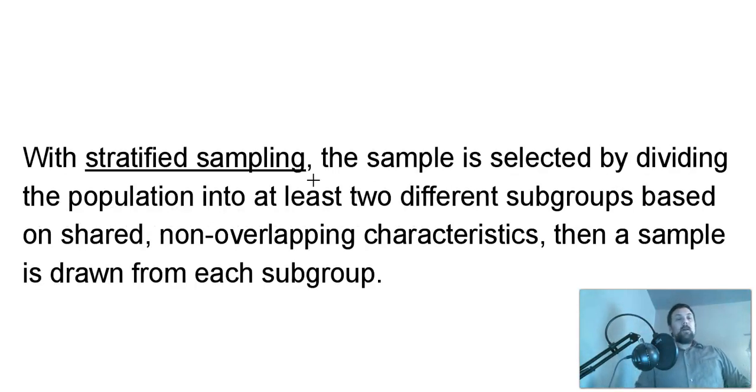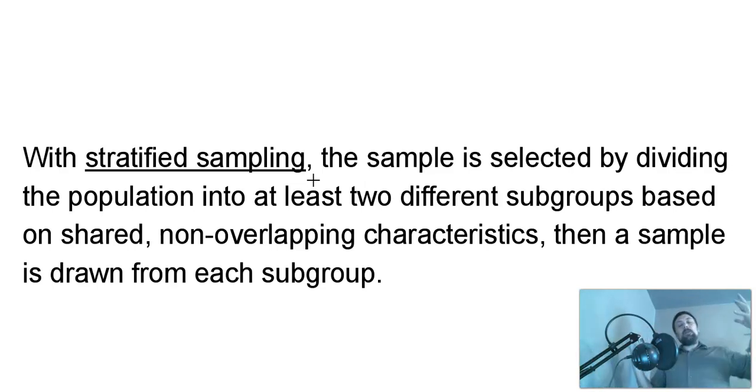All right. With stratified sampling, the sample is selected by dividing the population into at least 2 different subgroups based on shared, non-overlapping characteristics, so that one person cannot belong to 2 different groups, right? Then a sample is drawn from each subgroup.